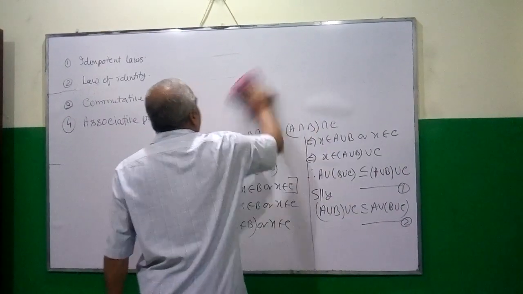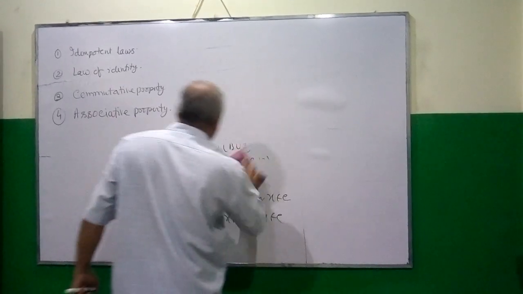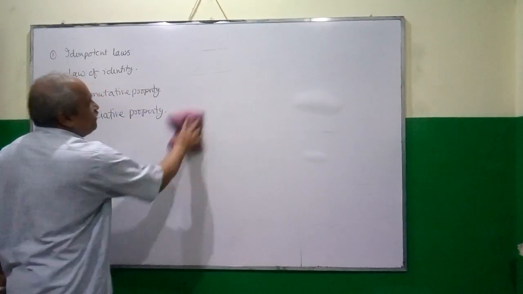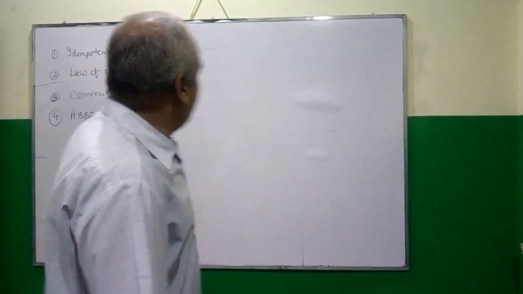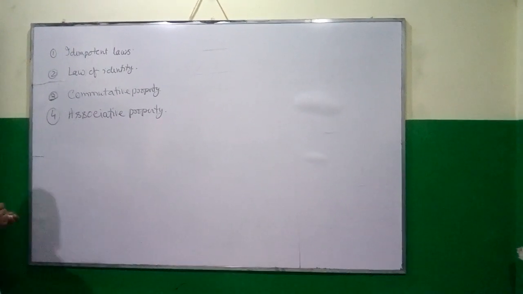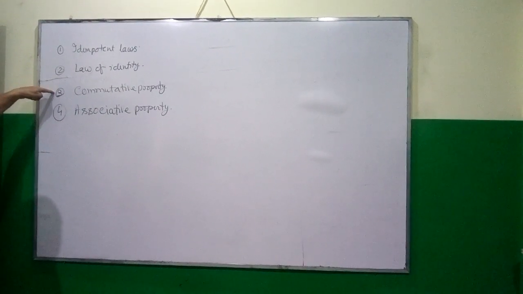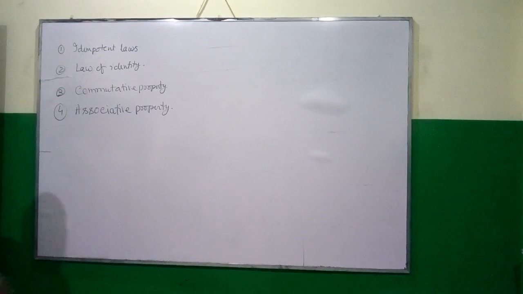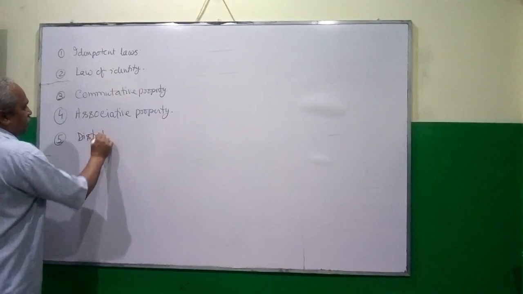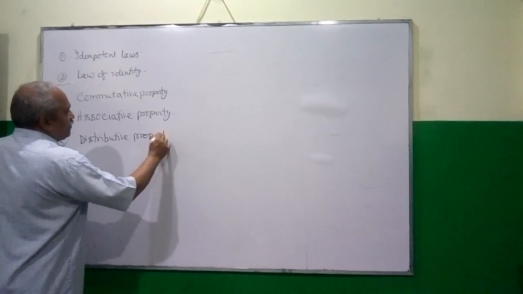And you can see how easy these questions are. If you honestly try, every question will be solved. Don't think that you are reading in class 11 and the mathematics of class 11 is very hard, nobody can solve. No, I do not feel like this. There are some questions which are difficult, for that you require some special time, special practice. In this way, first was idempotent law, second was law of identity, third was commutative property, fourth was associative property. Fifth number, distributive property.